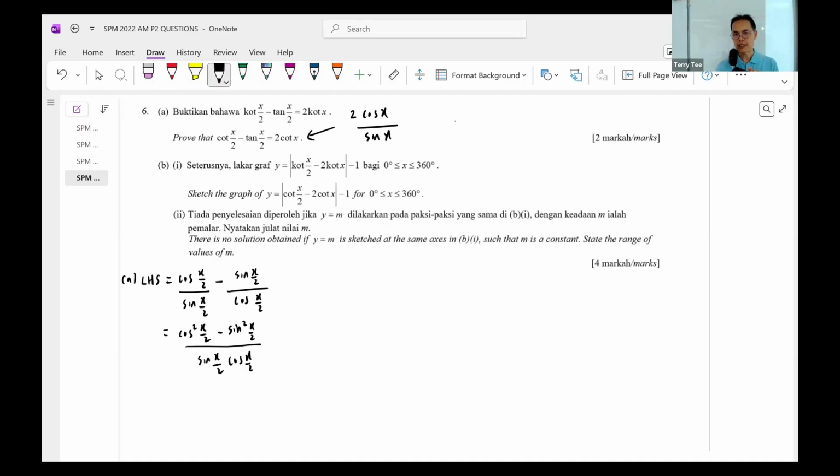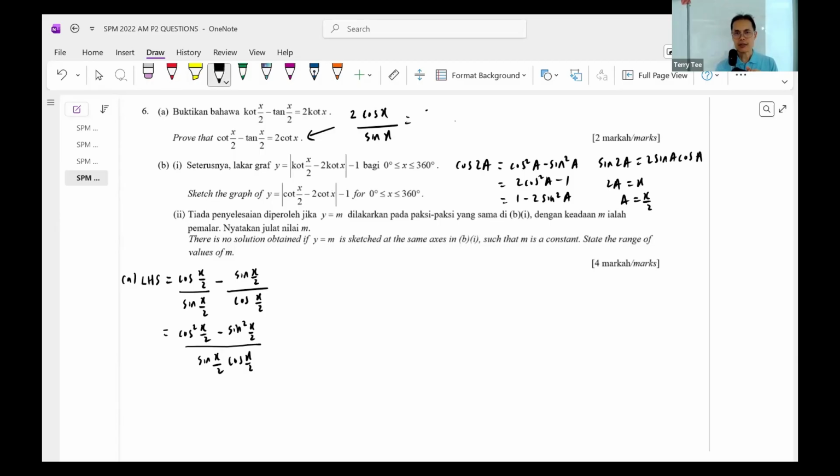For those who are not familiar, cos 2a actually has 3 formulas. The first one is cos square a minus sine square a. Second one is 2 cos square a minus 1. Third is 1 minus 2 sine square a. These formulas are all given in SPM. You can look at the formula sheet. But sine 2a has only 1, which is 2 sine a cos a. However, you notice that this is not 2a, this is x. So if your 2a equals x, your a will be x over 2.